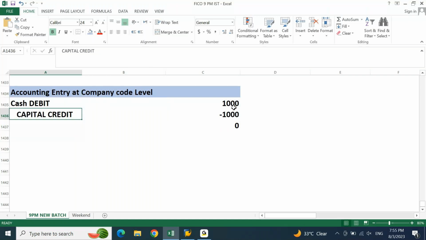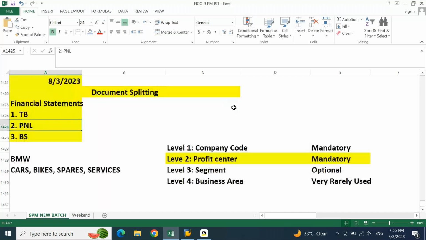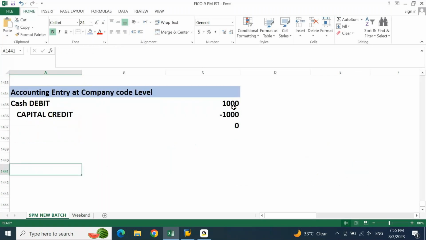Now if your requirement is only to generate the overall financial statement, and you don't have any requirement like I want to see my financials at my product level, straight away this is going to serve your purpose. There is no requirement of document splitting, because there is no point of splitting the document. Now you may have the requirement to split the document at a particular dimension wherein you want to generate the financial statement at that particular level.